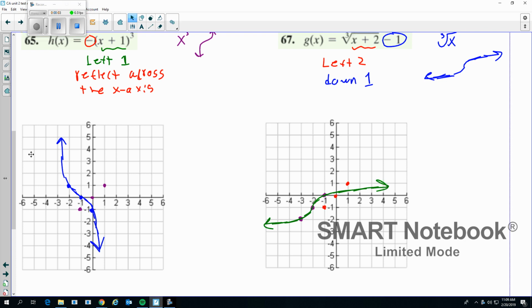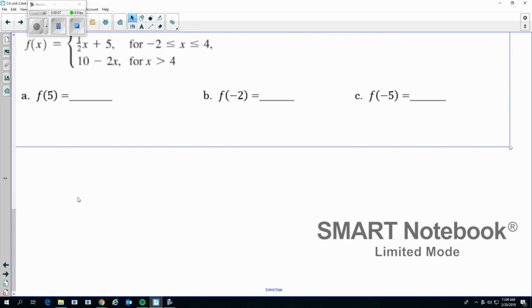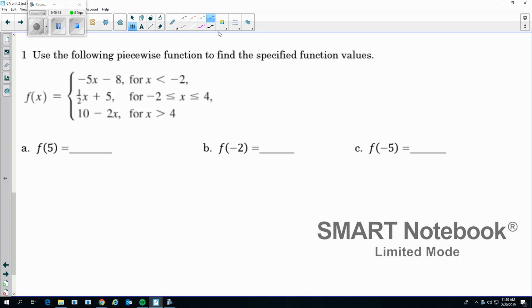All right, so let's continue on. And so now we're going to look at the piecewise functions. At first, we're just going to evaluate these at these specific values. Shouldn't really be all that tough. The hardest part is just figuring out which one to plug it into. But other than that, it's really not supposed to be all that challenging.